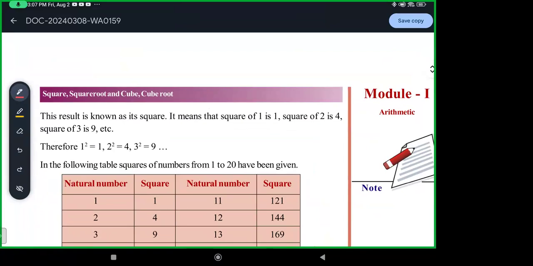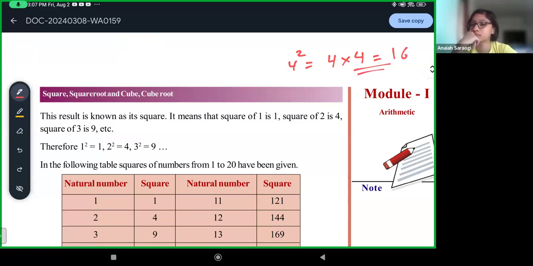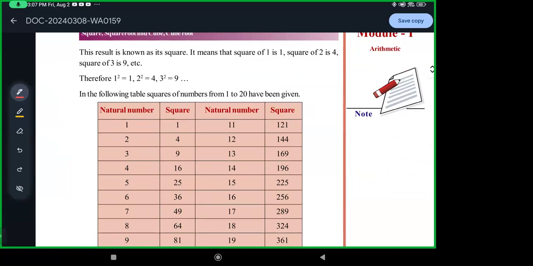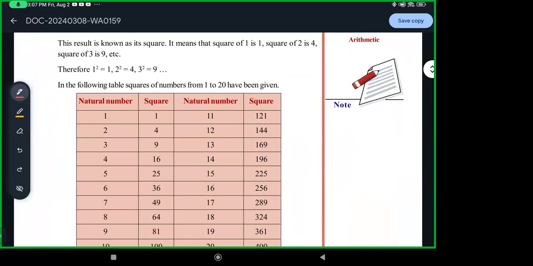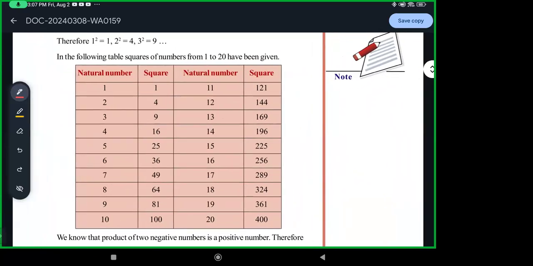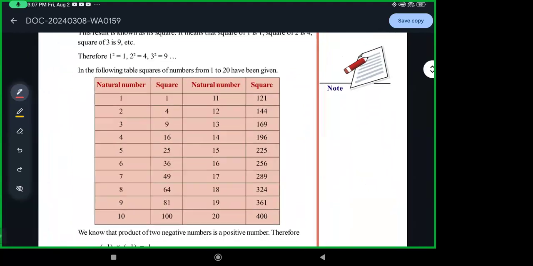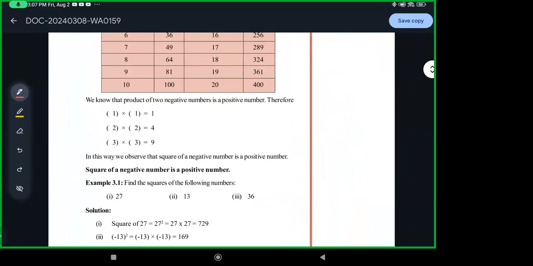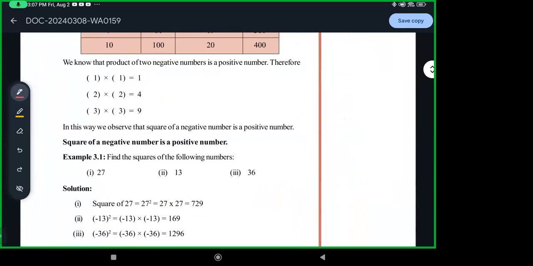Suppose Naya mentioned we do 4 square. So it will be multiplying 4 times 4, which will come to 16. Yes, very good. So that is what squares are. Okay. And we see that in this table, some examples of them are given, up till 20, the squares are given. Okay, so when we multiply a number with itself, it is known as the square. Okay, we are doing the square.